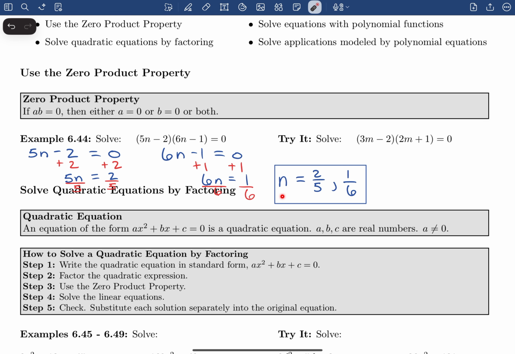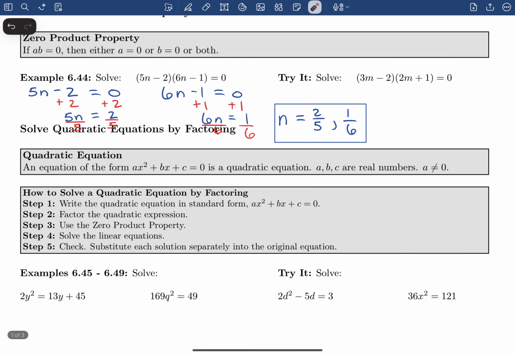So we just solved a quadratic equation because we saw the factors were set equal to 0, and then we could find the solutions. And that's awesome. So now you have a skill to be able to solve quadratic equations that are factorable. Now, what is a quadratic equation? An equation of the form ax squared plus bx plus c equals 0 is a quadratic equation, and a, b, and c are real numbers, and a cannot equal 0. Let's explain this a little bit. So it's called a quadratic because the highest power of the variable is 2. When the highest power of the variable, in this case x, is 2, that's called a quadratic equation.